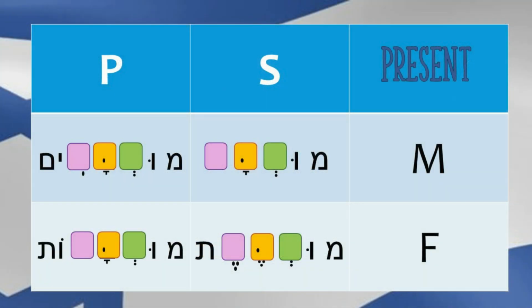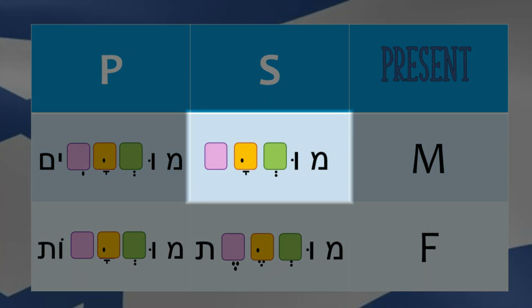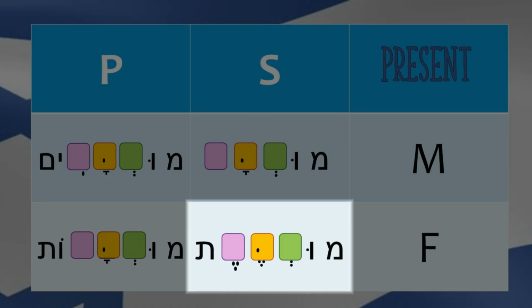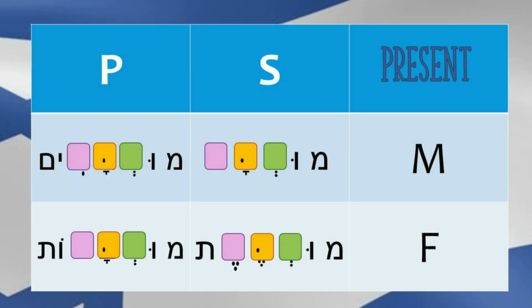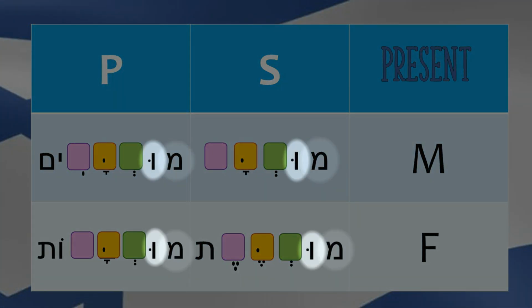Alright, so let's get started. As I mentioned, there is no infinitive form, which is usually the form that I start with. So we are going to move right into the present tense. And as always, present tense has 4 templates. We've got masculine singular, feminine singular, masculine plural, and feminine plural. All of these templates start with a mem with that oo sound. So the way I write it, it's going to be a mem with a shuruk.